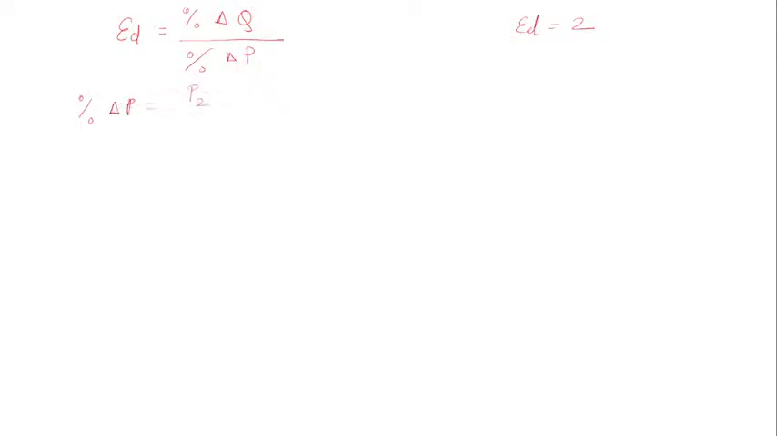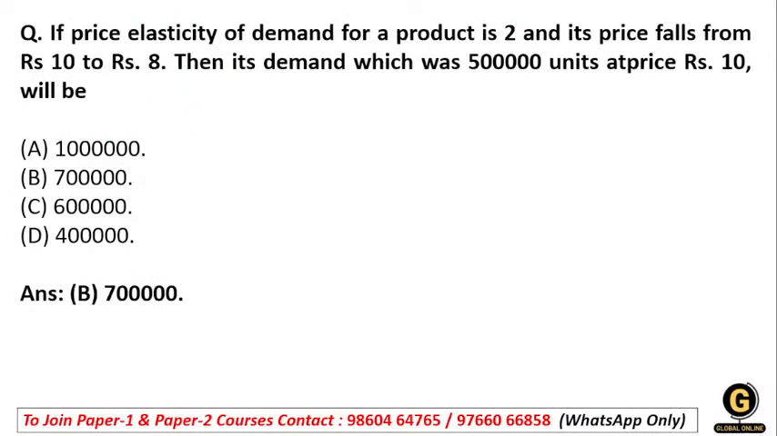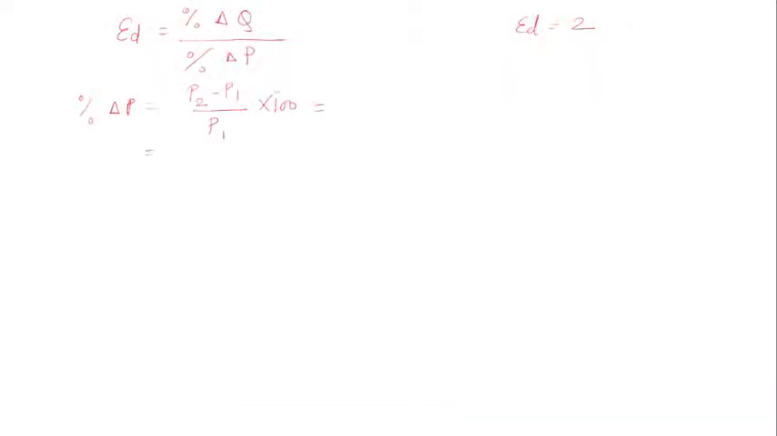Price 2 minus price 1 divided by price 1, and then because we need to calculate in percentage, that's why I multiply with 100. Then how do we calculate it? We have 8, this decrease, this is our P2 and this is our P1. P2 is 8, P1 is 10, divided by P1, that is 10, multiply with 100. So there is 20%, clear?